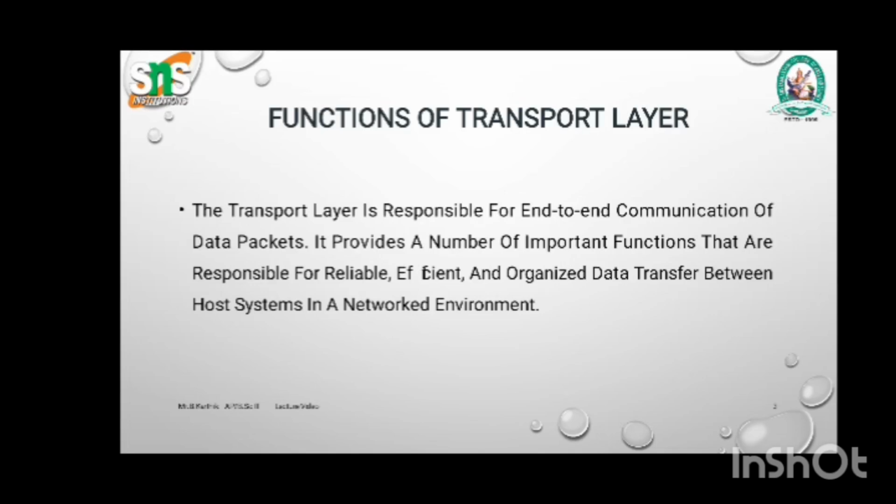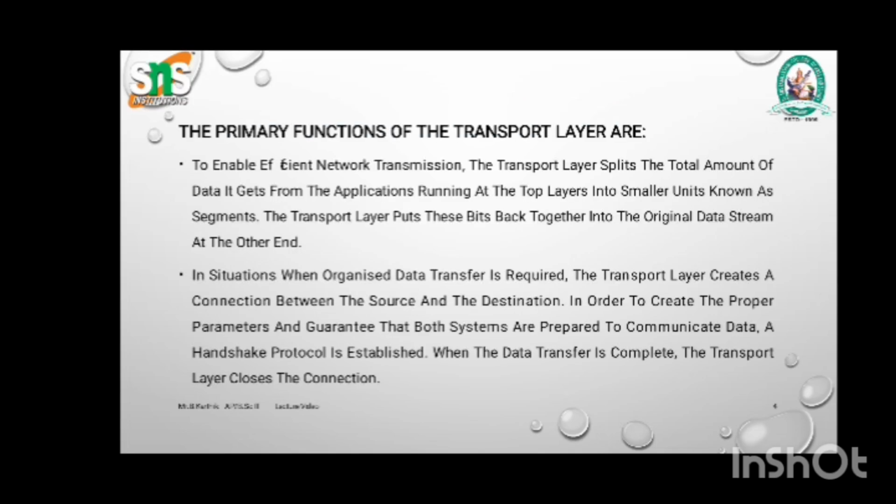The primary functions of the transport layer are to enable efficient network transmission. The transport layer splits the total amount of data it gets from the application running at the top layers into smaller units known as segments. The transport layer puts these bits back together into the original data stream. On the other hand, there is a situation when organized data transfer is required.